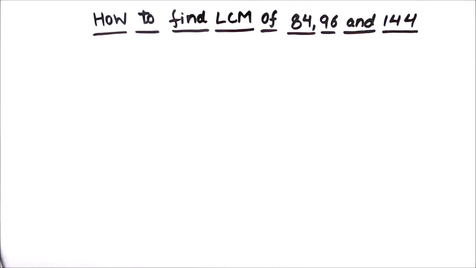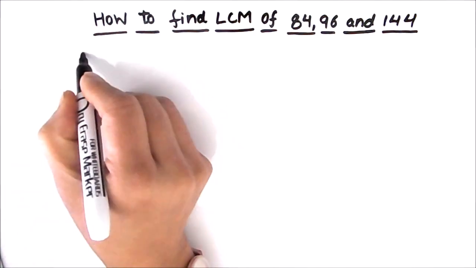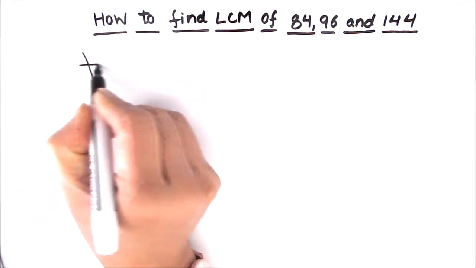Hello students, in this video we are going to learn how to find LCM of 84, 96 and 144 using the prime factorization method. In this method we divide numbers using prime numbers and find the factors of the number. So let us find the LCM of 84, 96 and 144.